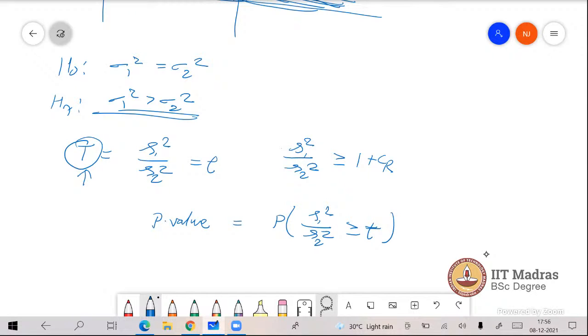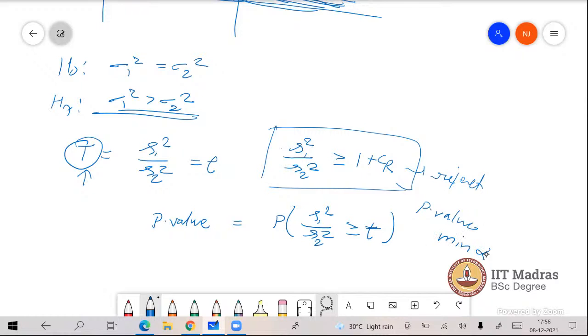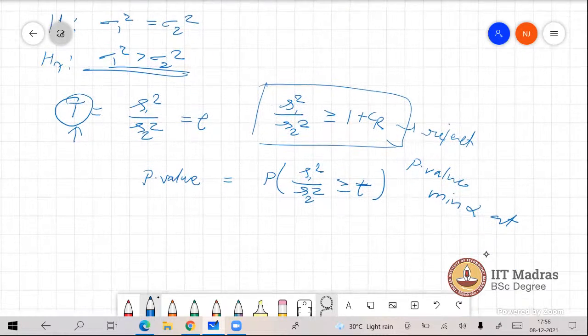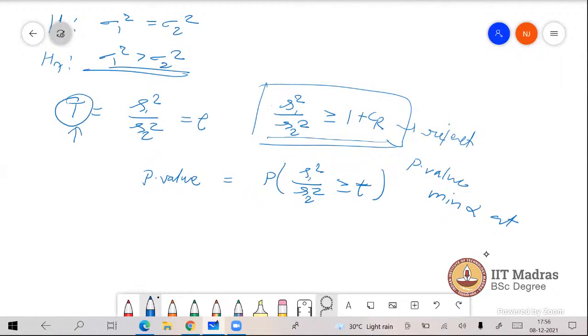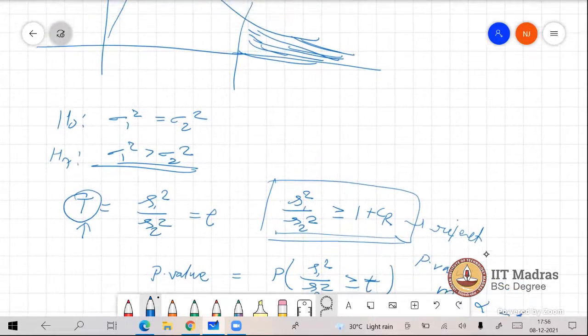Any doubt? Can you elaborate that part a little? S1 square upon S2 square is greater than or equal to little t. So this is your rejection region, right? I'm saying that p value is the minimum alpha at which you reject, and when you reject, this is true, right?